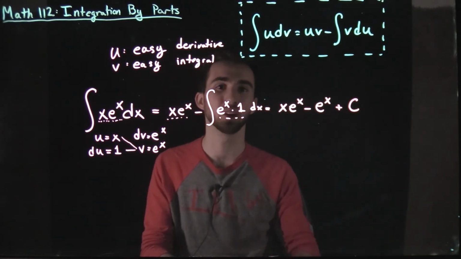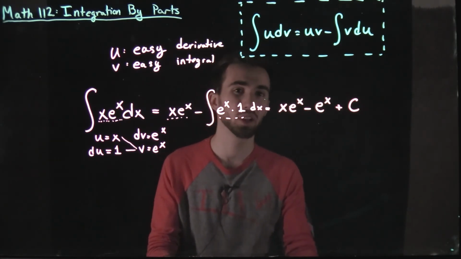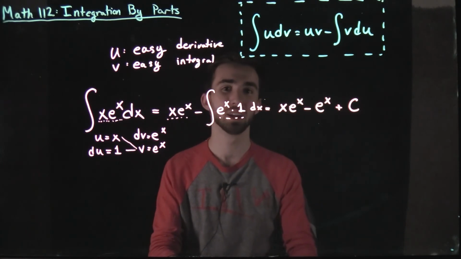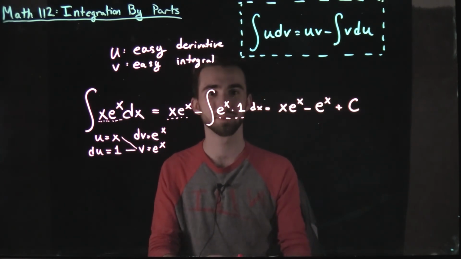And in our next video, we're going to be going over 2 more examples of integration by parts, and hopefully with those it should become even more clear what are some good examples of u's to choose and v's to choose. All right, thank you.